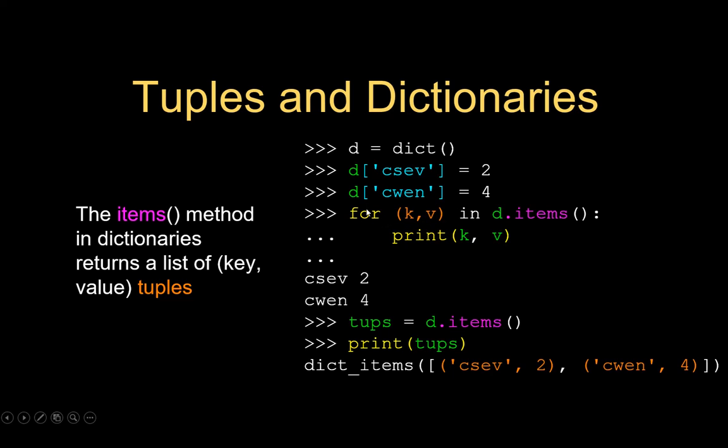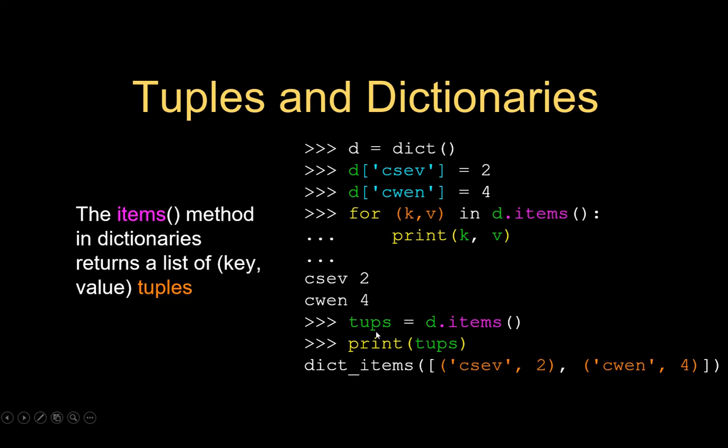Here we have a loop over key and value in the dictionary items. We print key and value, so the output would be: the first key is CZIF, value 2; the second key is Sven, value 4.